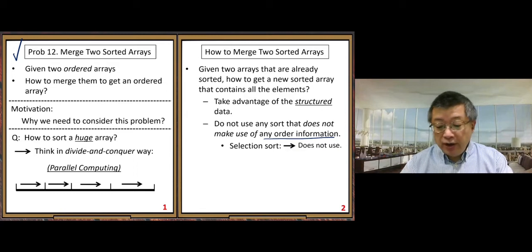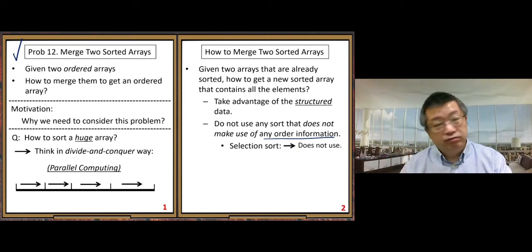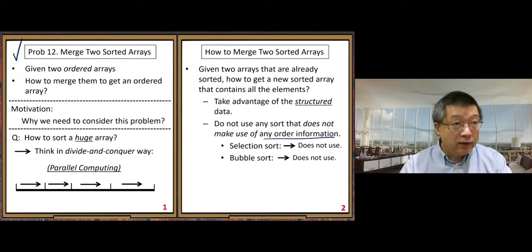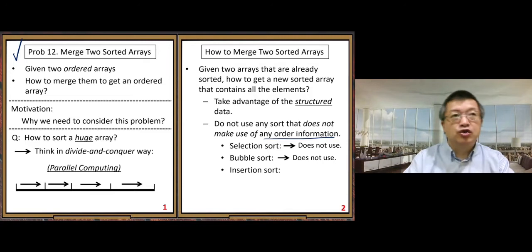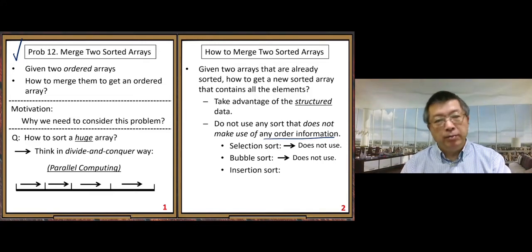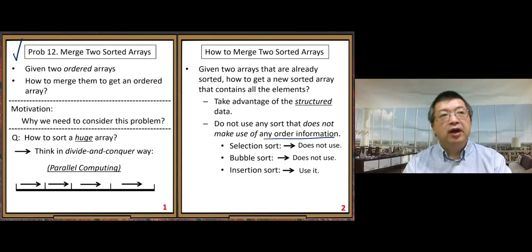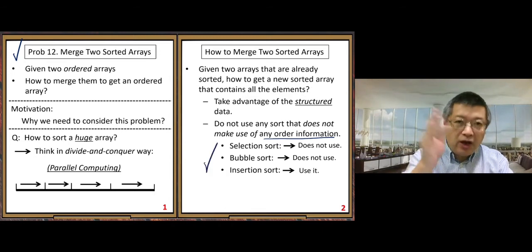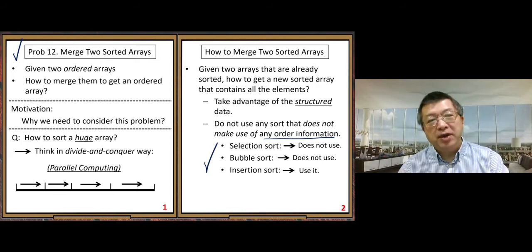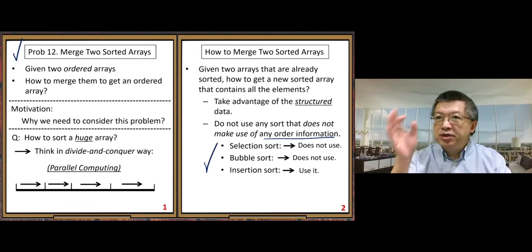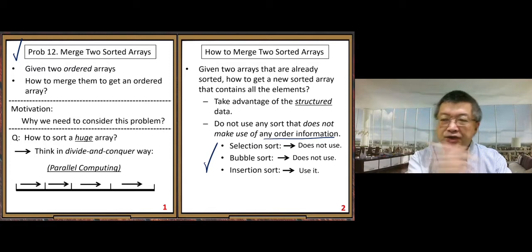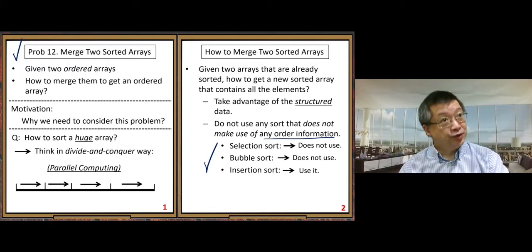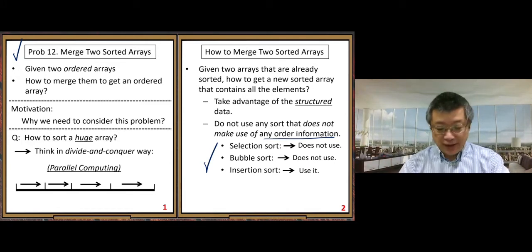For example, selection sort, the order doesn't matter. Bubble sort, the order doesn't matter. But our insertion sort is special. The order matters. If your data is ordered, then insertion sort is the best. So that means we can borrow some idea from the insertion sort. Insertion sort is useful for this merge sort.